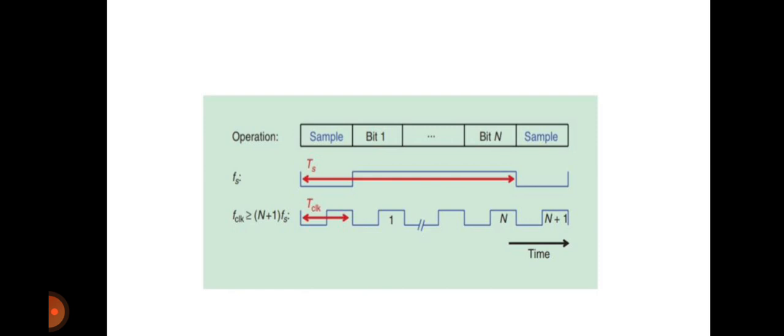Here in this diagram we can see the operation, sample and convert. Here Fs is the line we are seeing, the red line arrow marks TS. Now in the next line, FCLK is greater than or equal to N plus 1 times Fs. Here we can see the blue marks 1 to N plus 1. The difference is time, TCLK.